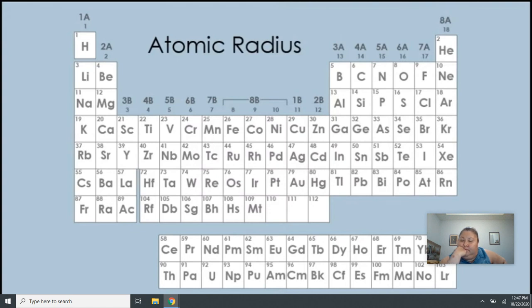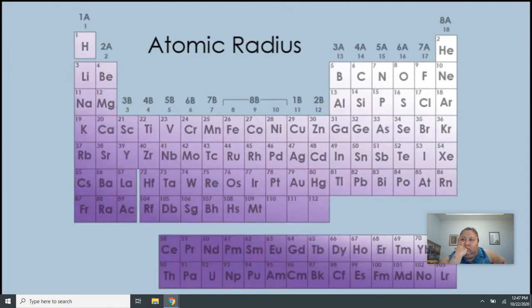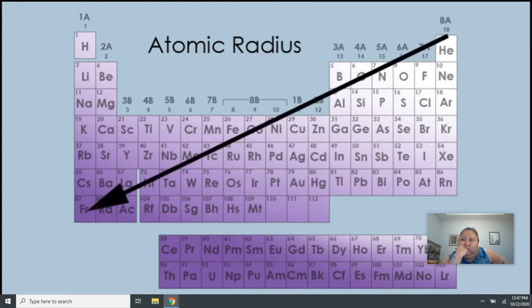The atomic radius of an atom is the distance from the nucleus to the outermost electron shell. As one might expect, the greater the number of protons and the greater the number of electrons, the larger the atomic radius will be. The atomic radii of atoms increases as you move down and to the left on the periodic table.